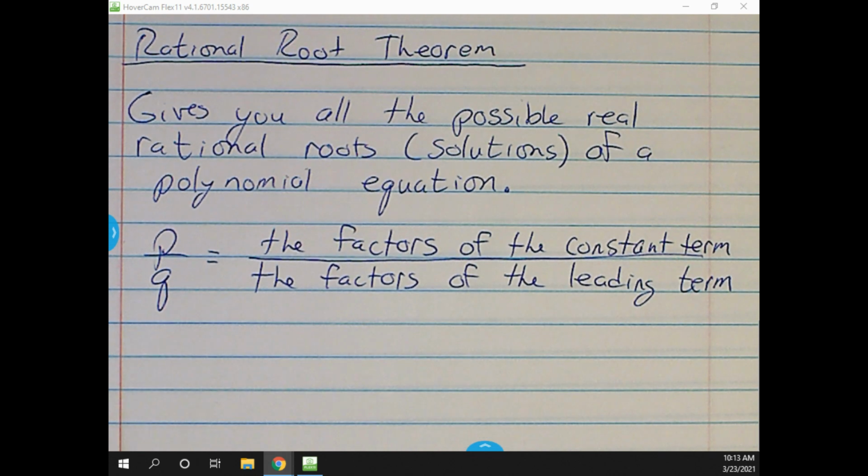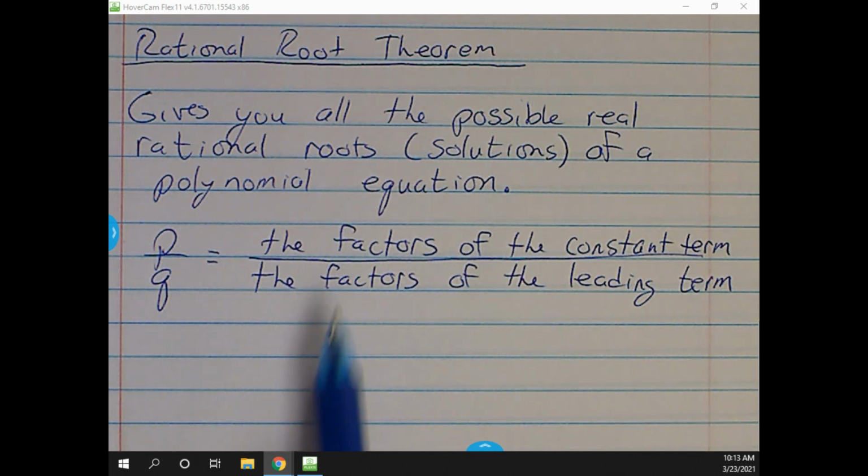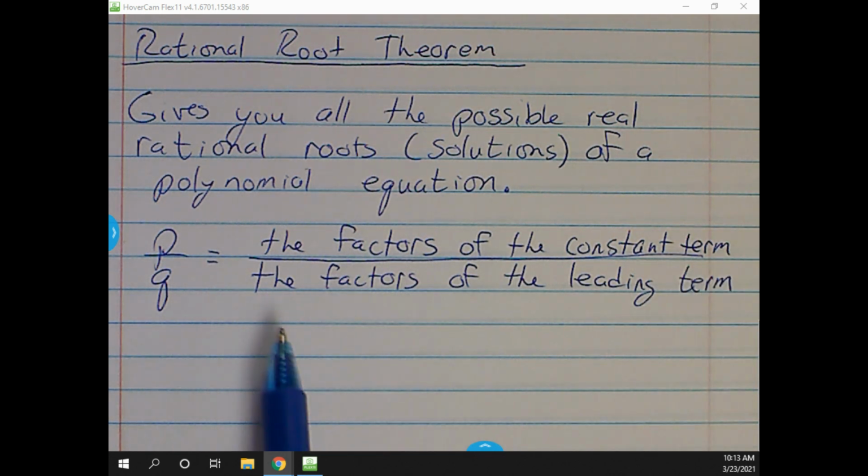Okay, so anytime I'm talking about P over Q, that's the short version, them saying you're finding all the factors of the constant term, and you're going to divide that by all the factors of the leading term. Just a lot shorter, quicker, faster, easier way if you just say P over Q. It's just kind of what we're going for.